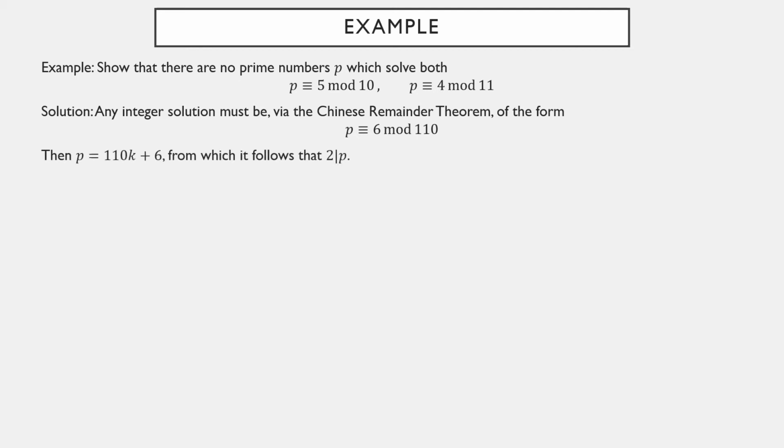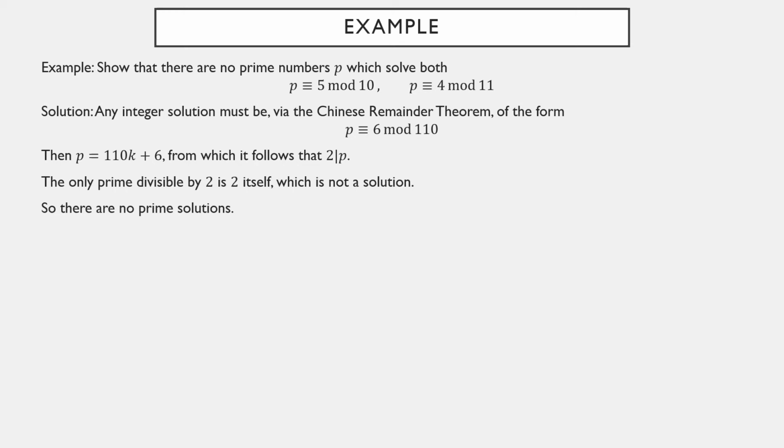But if p is equivalent to 6 mod 110, it's a multiple of 110 plus 6, and we very quickly see that 2 can be factored out of this. So 2 must be a factor of p. If p is prime and 2 is a factor, then the only prime that has that property is 2 itself, but 2 is not actually equivalent to 6 mod 110, nor is it equivalent to 5 mod 10 or 4 mod 11. So there can't possibly be a prime number that solves both of these equivalences.